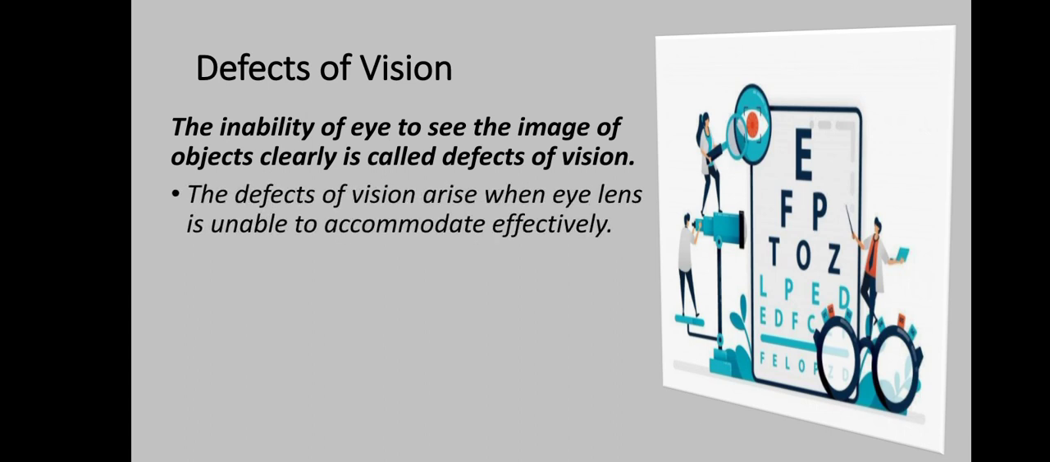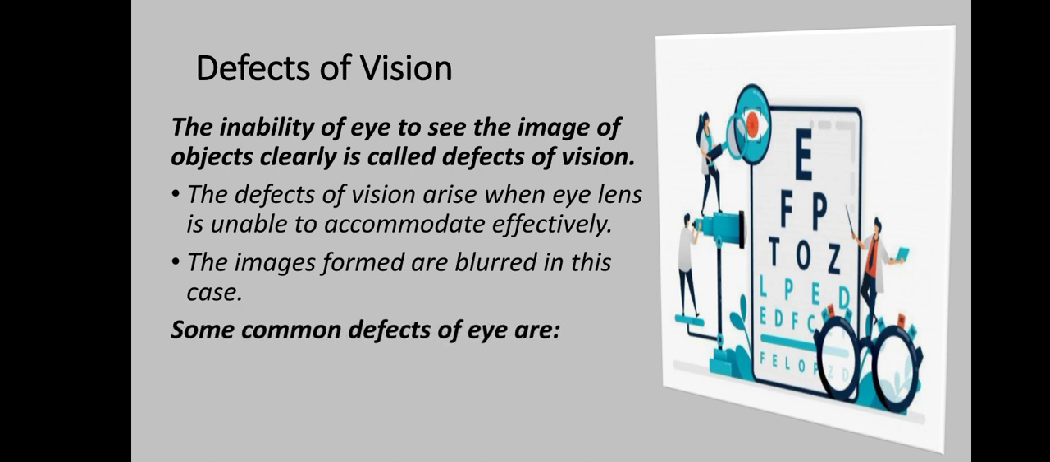The defects of vision arise when the eye lens is unable to accommodate effectively. Accommodate means according to the location of the object, the eye lens cannot change its focal length. That is the defect in accommodation, and the defects of vision are actually due to the defects in accommodation. The images formed are blurred in this case. Obviously, when the lens cannot accommodate effectively, the image will be blurred, either it is near to the eye or far from the eye.